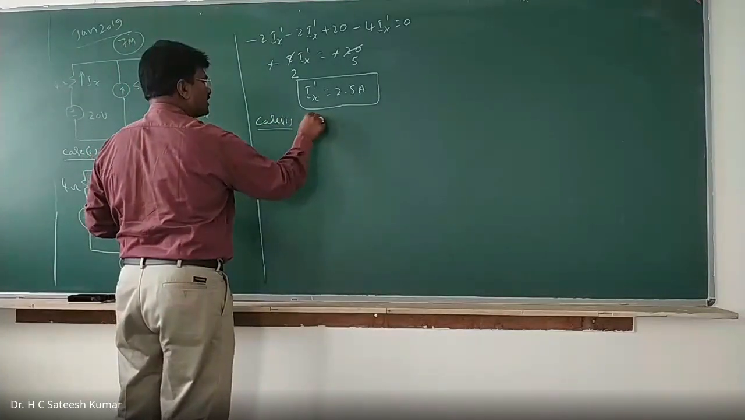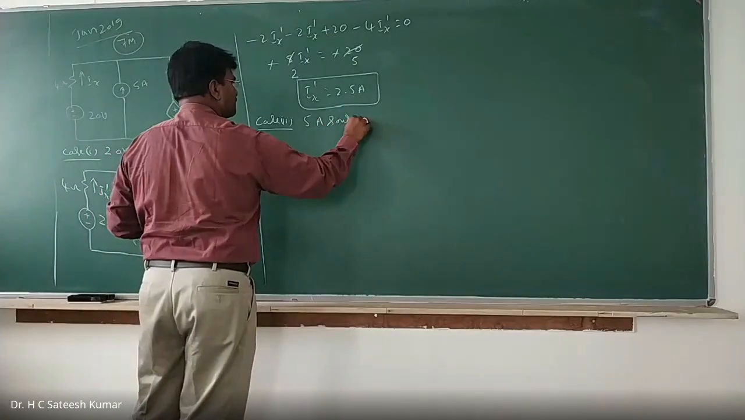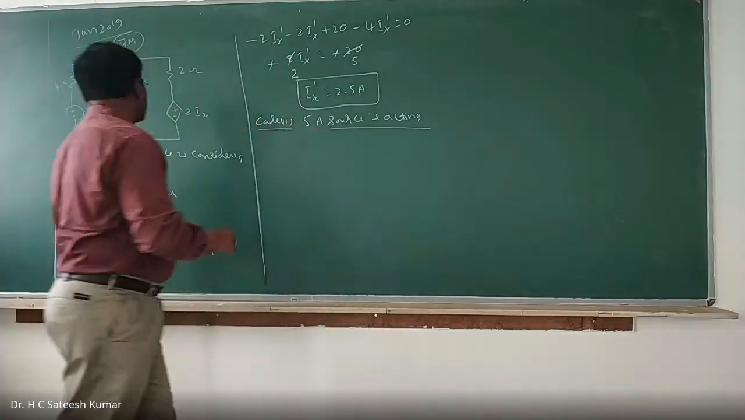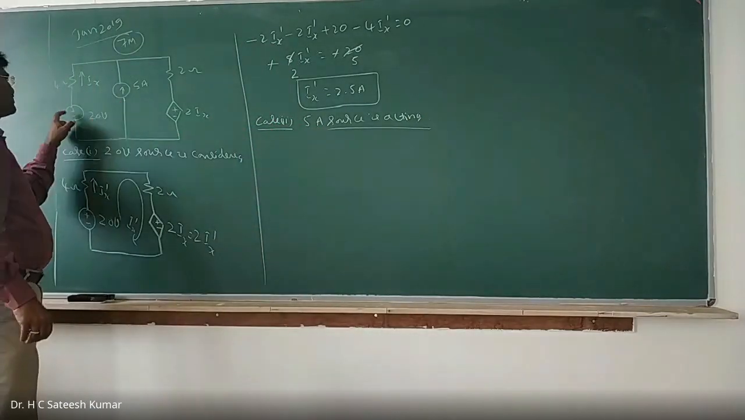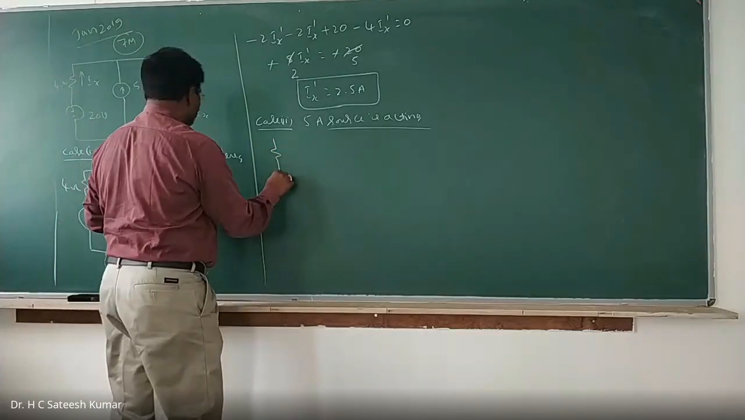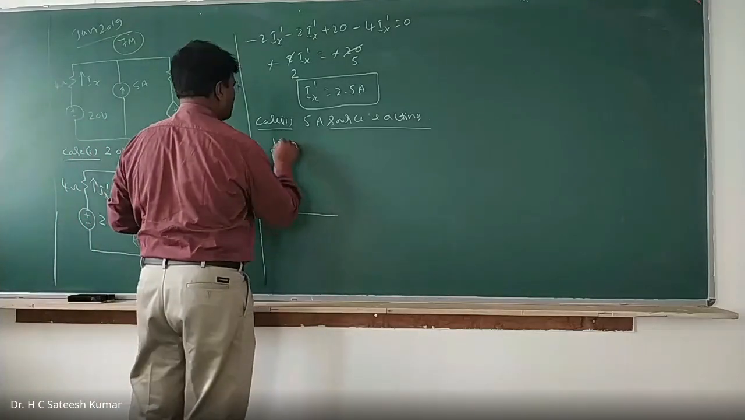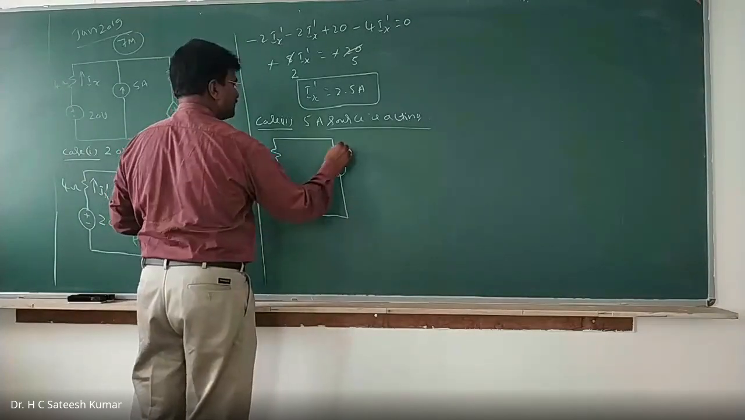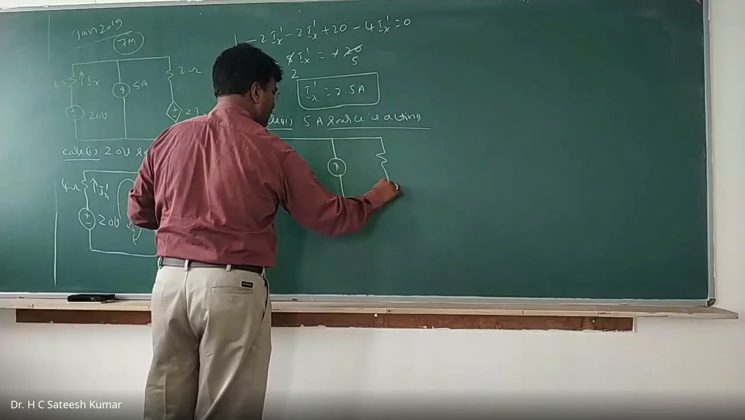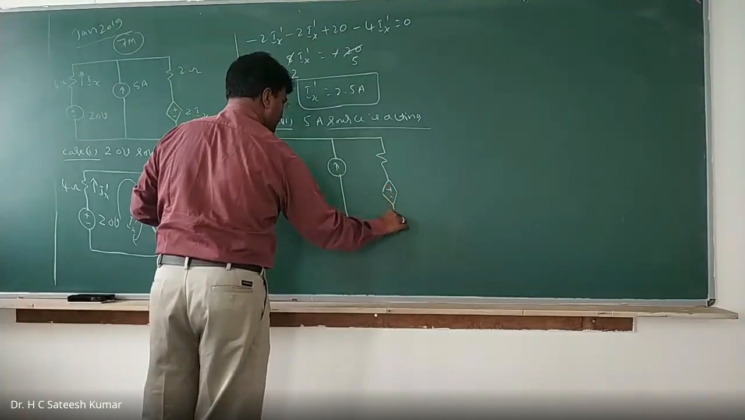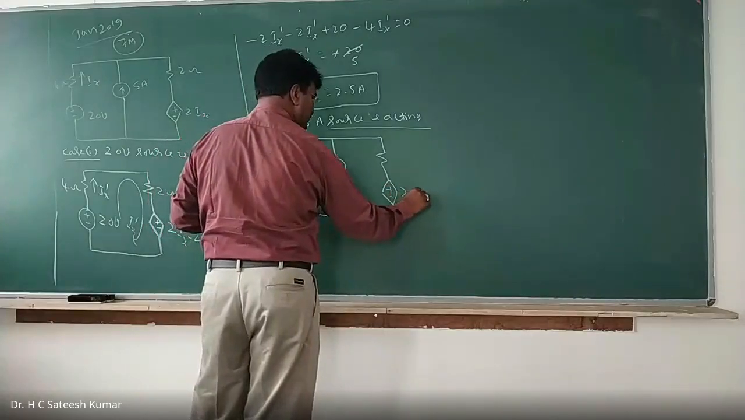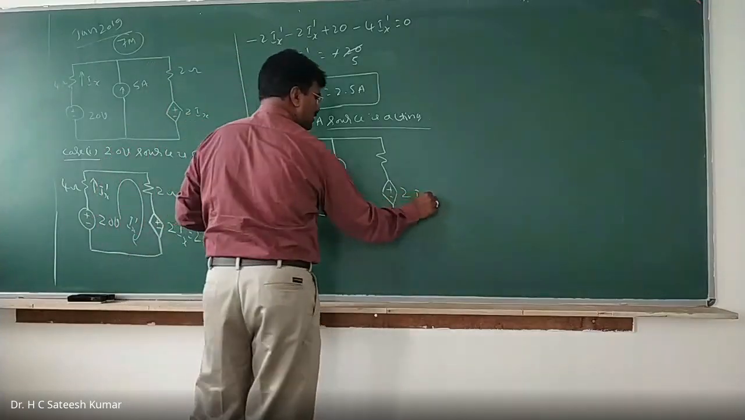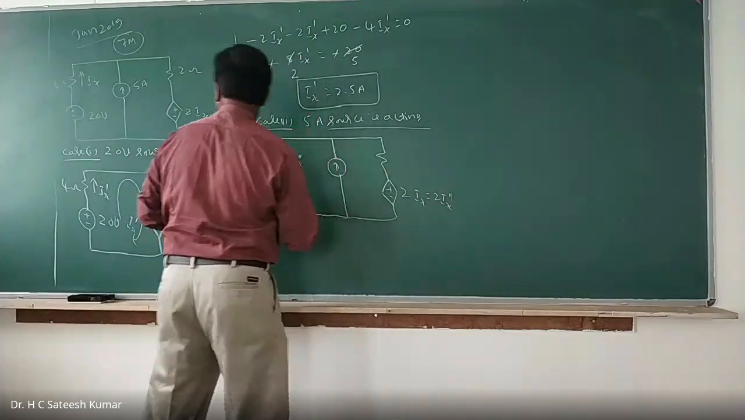Case 2, 5 amp source is active. Okay, how will you do that? If the 5 amp source is active, this will become short circuited. So therefore, plus minus and 2 Ix. This is Ix double dash, and this is nothing but 2 Ix double dash, and this is 4 ohms.